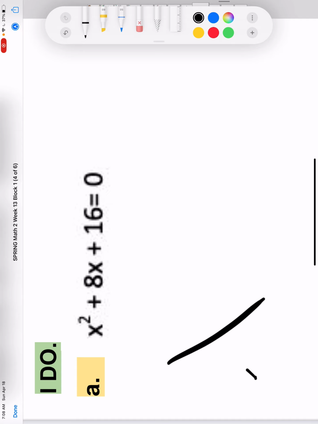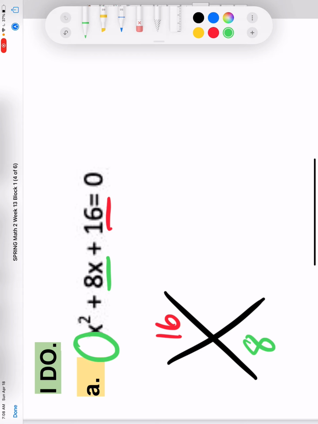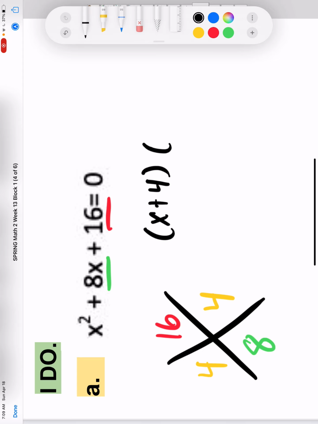So I'm going to look for 2 numbers that multiply to 16 but add to 8. Remember that before you screen this, you want to look for a GCF. I have a leading coefficient of 1, so that means I don't have a GCF. So 2 numbers that multiply to 16, add to 8, it's 4 and 4. So I'm going to write this as linear factors, x plus 4, x plus 4. Set those equal to 0. Don't forget that equals 0.